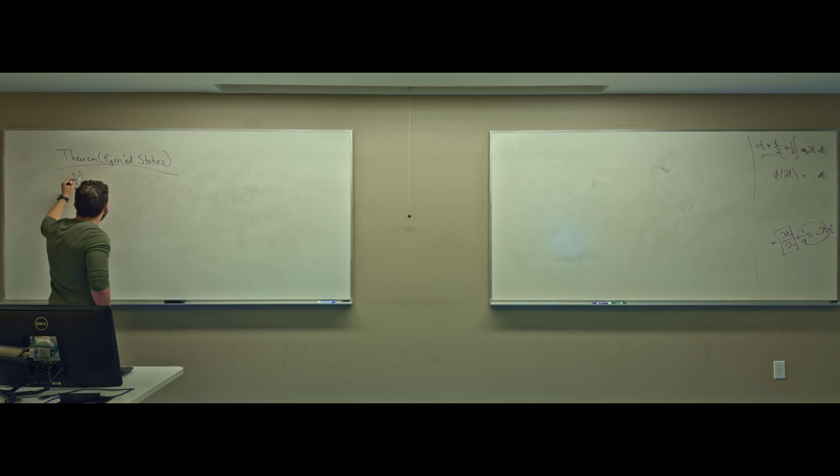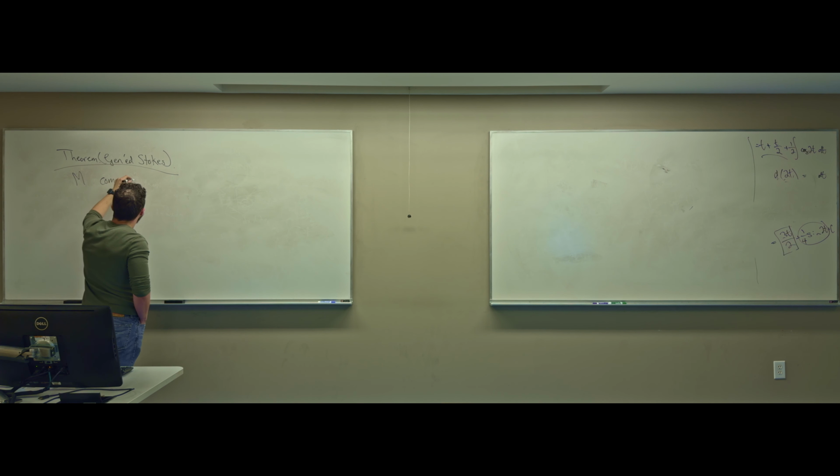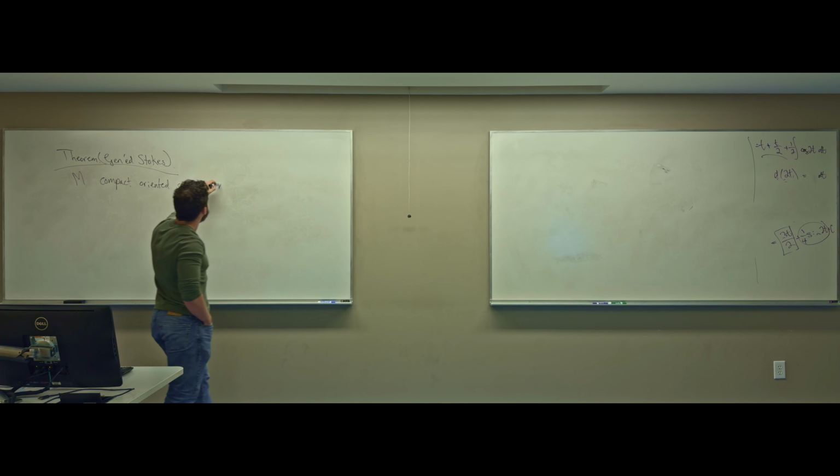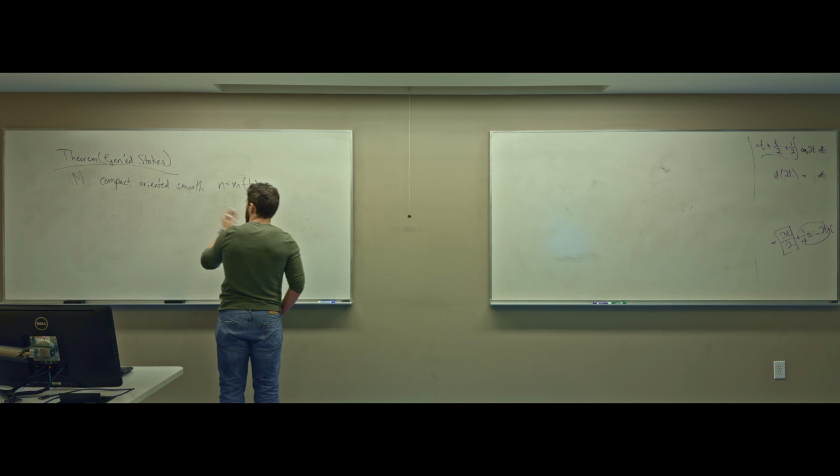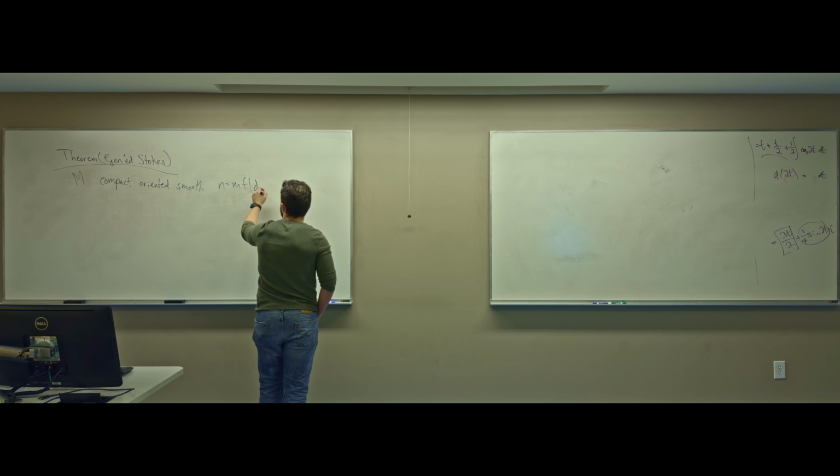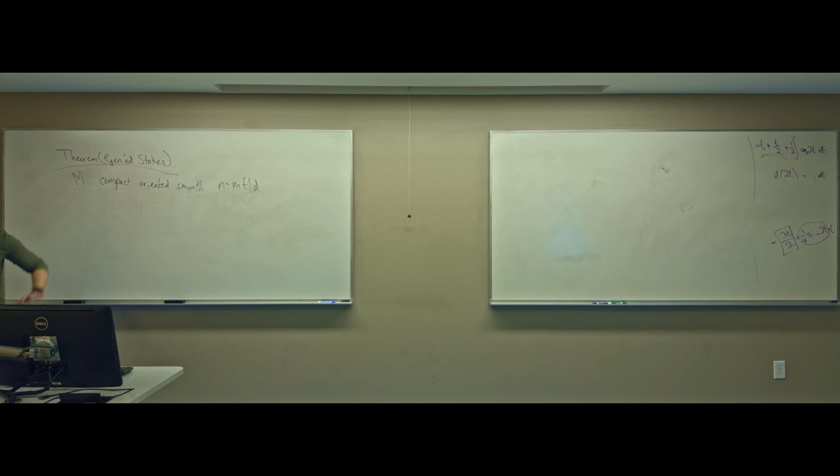Let M be a compact, oriented, smooth manifold, so it can't be unbounded, and it is an n-manifold with some kind of boundary, maybe no boundary, but we'll restrain anything satisfying this. Let omega be an n-1 form defined on M.